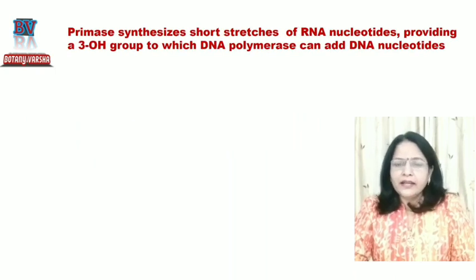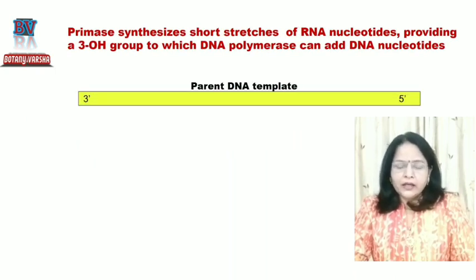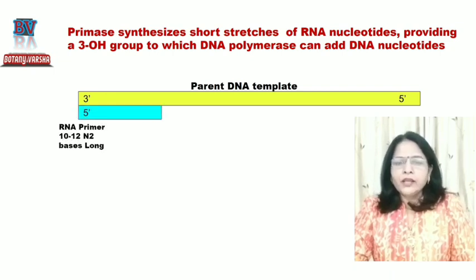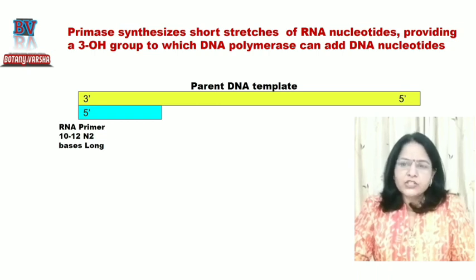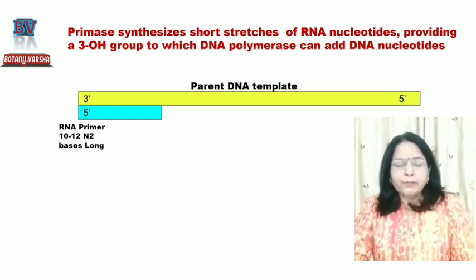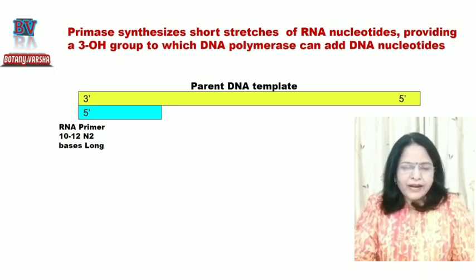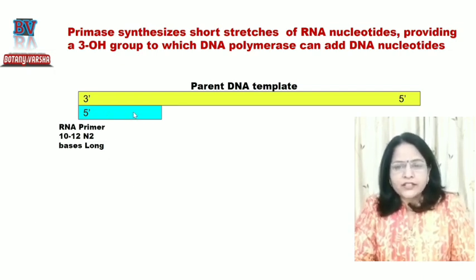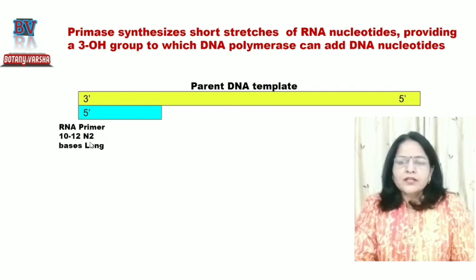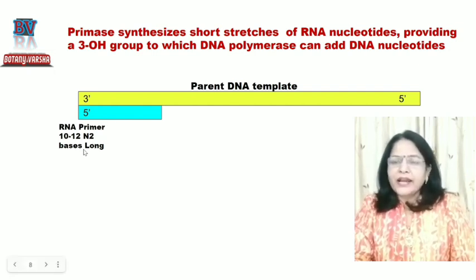Now, this is a parent DNA template, which is in 3 prime to 5 prime direction. So for the activity of DNA polymerase, a 3 prime end with a hydroxyl group is required for base pairing, which is provided by the primer. So this is the primer. And the primer is a short stretch of RNA nucleotides, about 10 to 12 base pairs long, synthesized by the primase enzyme.